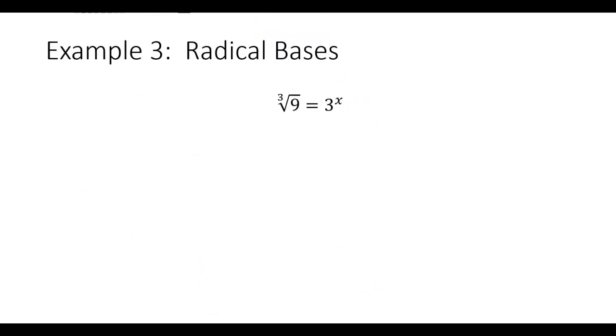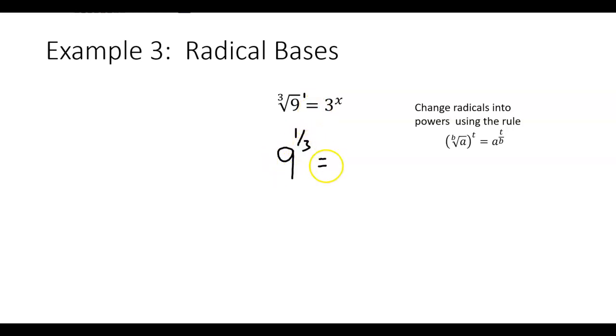All right, let's take a look at example 3. What happens when you have a radical in your base? Well, the way we're going to handle that is by using an old rule we've already learned. We're going to change the radical into a power using this little rule here. So we don't have a power out here like this one does. That means it's just a 1. So you can assume there's a 1 there. But basically, the first step we're going to do is change this to 9 to the 1 over 3 power equal 3x. After that, we'll just solve it like usual.